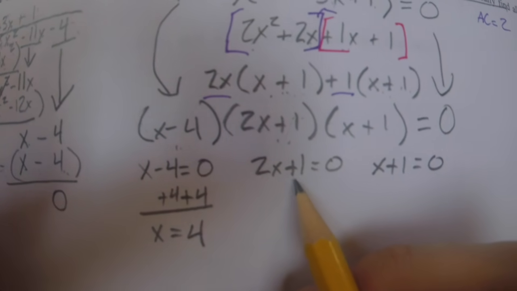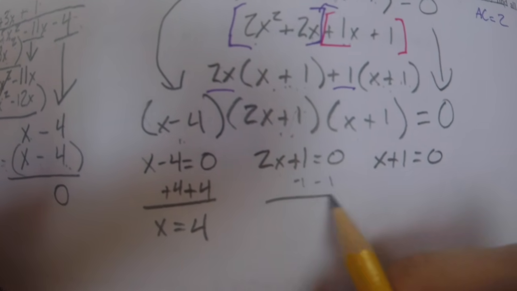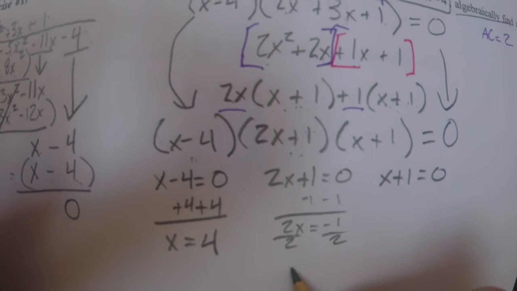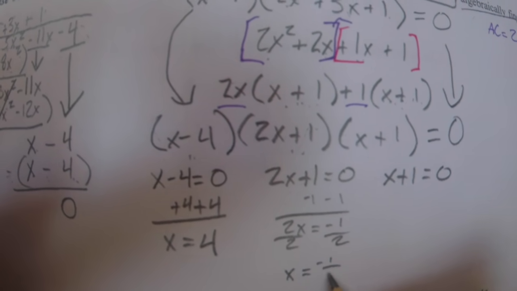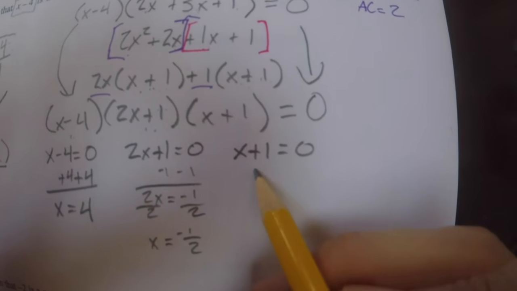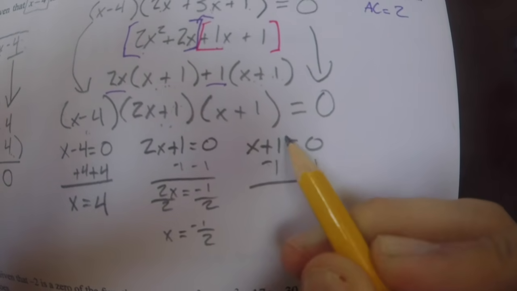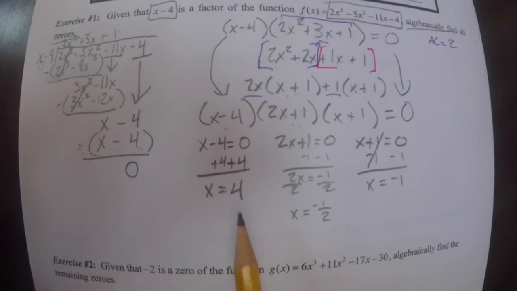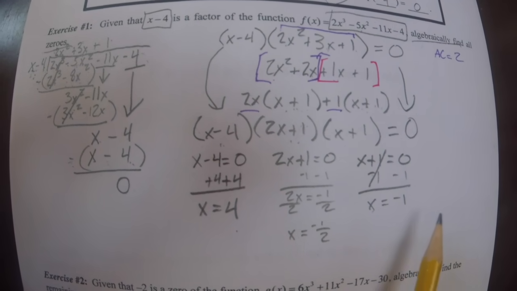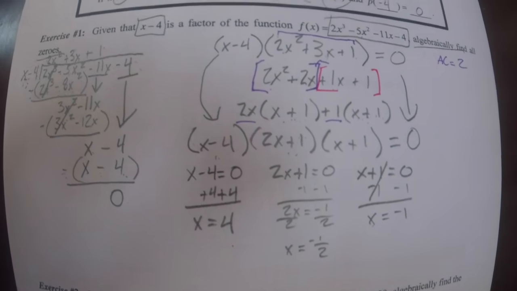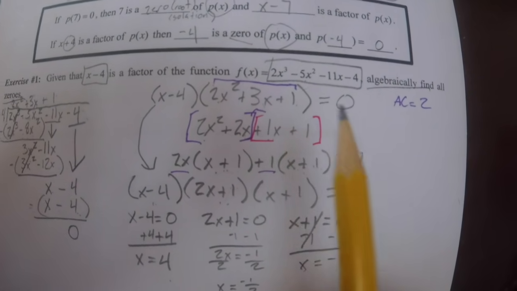Over here, two-step equation, I would minus 1. Okay, so I get x equals -1/2 is a 0. And then if I subtract 1, I get x equals -1. So x equals 4, x equals -1/2, x equals -1. Those are all of my zeros for this function.